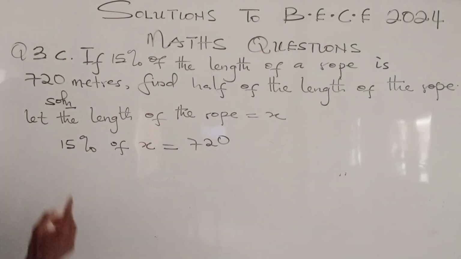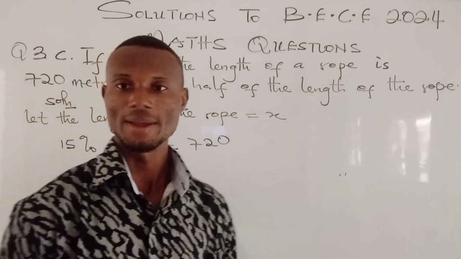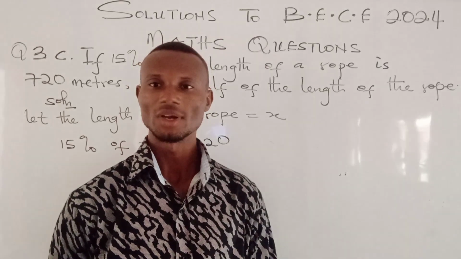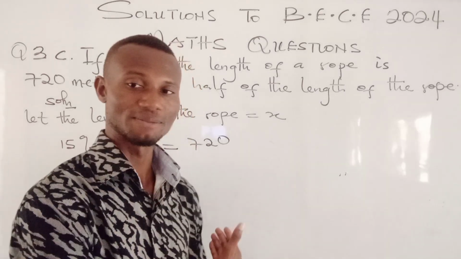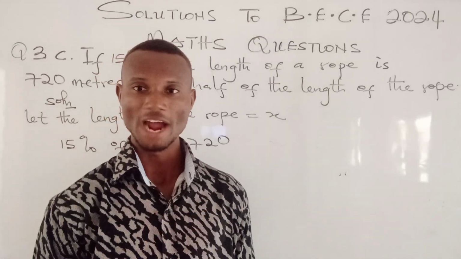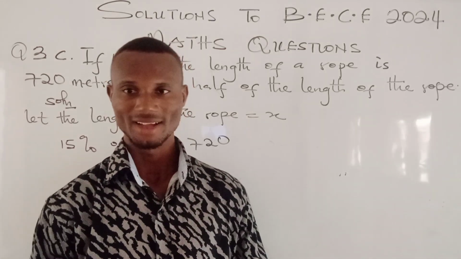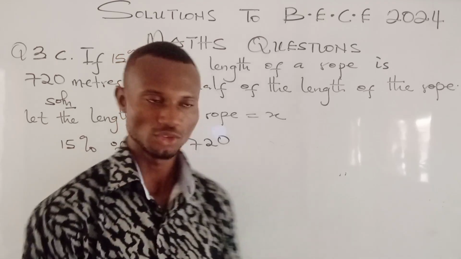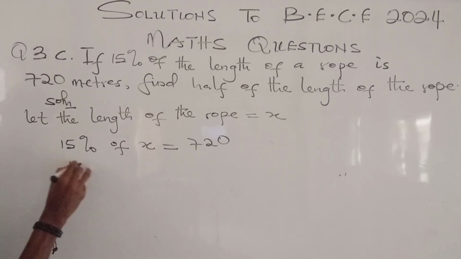Now 15% means 15 over 100. If you write an exam and you score 50%, what that means is that you got 50 over 100. So 15% means 15 over 100. If you have 75%, it means 75 over 100. If you have 21%, it means 21 over 100. So this 15% means 15 over 100. So we can write this one as 15 over 100.